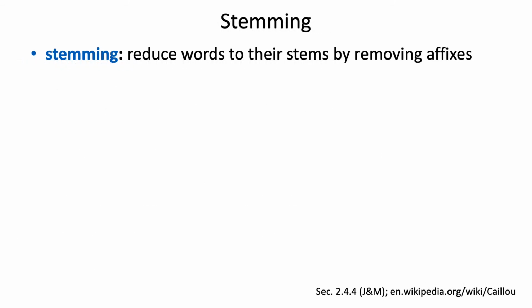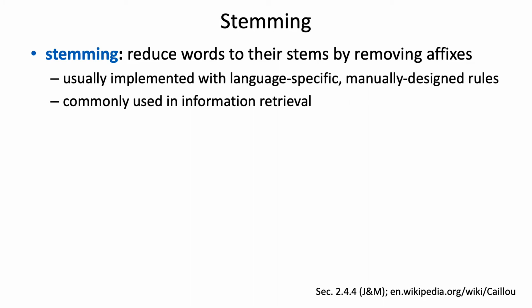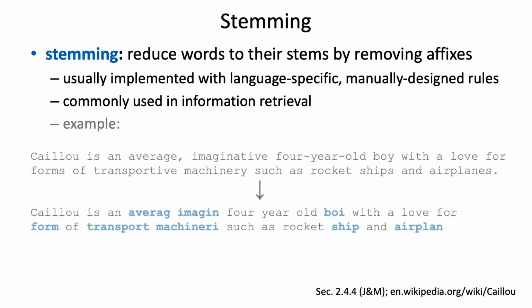Stemming is a coarser and simpler procedure which just seeks to remove affixes. It usually uses language-specific, handwritten rules, and is very popular for information retrieval. Here's an example. Punctuation is removed, and words that have been modified are shown in bold. Stems may be words, like with form and transport, but they may not be, unlike lemmatization, which always outputs lemmas.